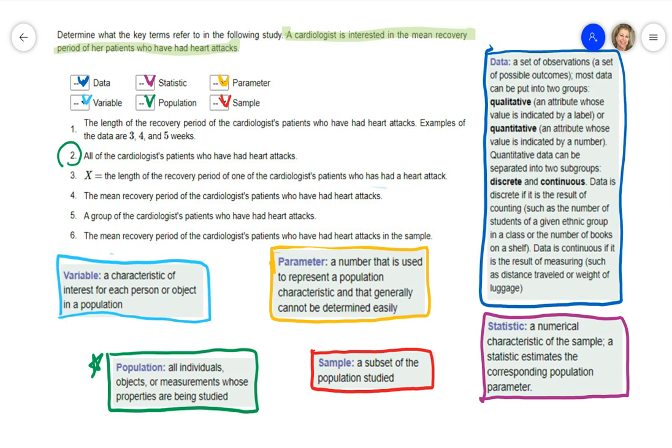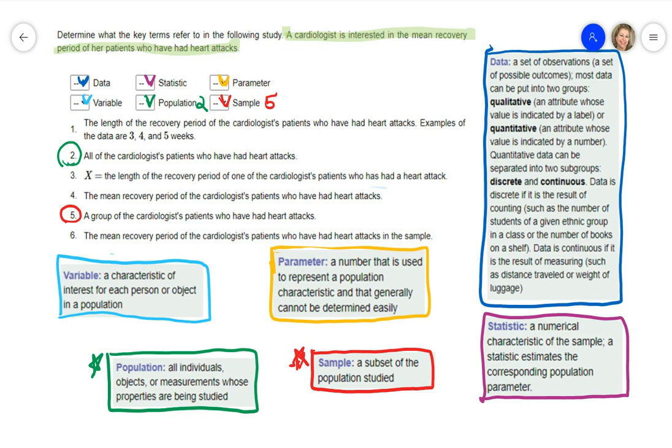Don't get that confused with number 5, because number 5 says a group of the cardiologist's patients who have had heart attacks. When you say all, that means all of them. But when you say a group, that is actually a subset, which would be a sample. So population is number 2, and then the red one would be a group of the cardiologist's patients. That would be a sample. It's a subset of the population. So sample is number 5.